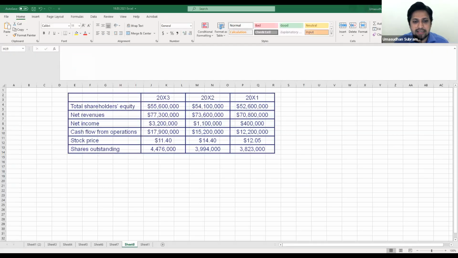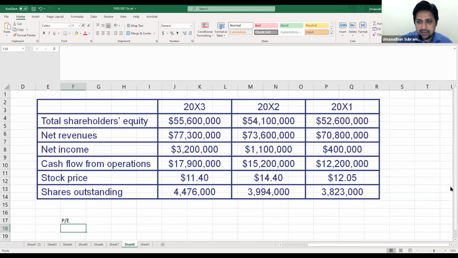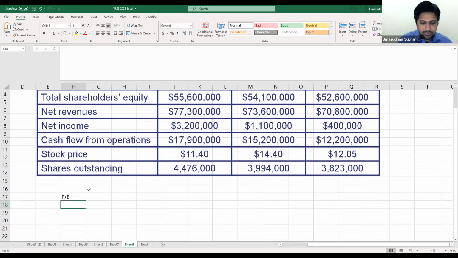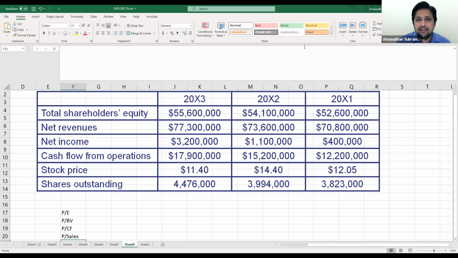So the things that you need to calculate are PE, price to cash flow, price to sales, price to book value. We want to calculate PE, and then we want to calculate price to book, and then price to cash flow, then price to sales, isn't it? Okay, but can we first look at PE? If you want to calculate PE, how would you calculate it, guys? What are the two important variables that you need? You need to know EPS and the stock price.